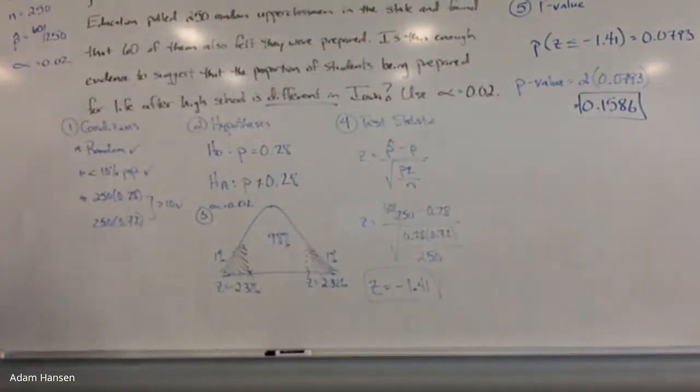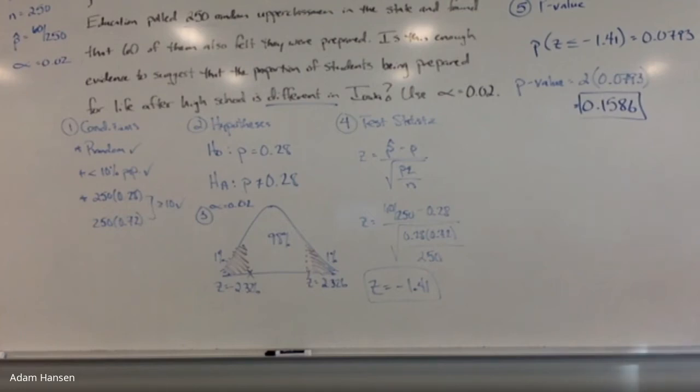What does that p-value mean? Back here to my definition. I'm going to ask you this definition on your next quiz. The p-value of a hypothesis test is the probability of seeing a sample such as mine, my sample of students, or a sample more extreme if the null hypothesis was true. If it's actually true that 28% of students in Iowa felt prepared for life after high school, I would find my 60 students in a sample of 250 approximately 16% of the time.